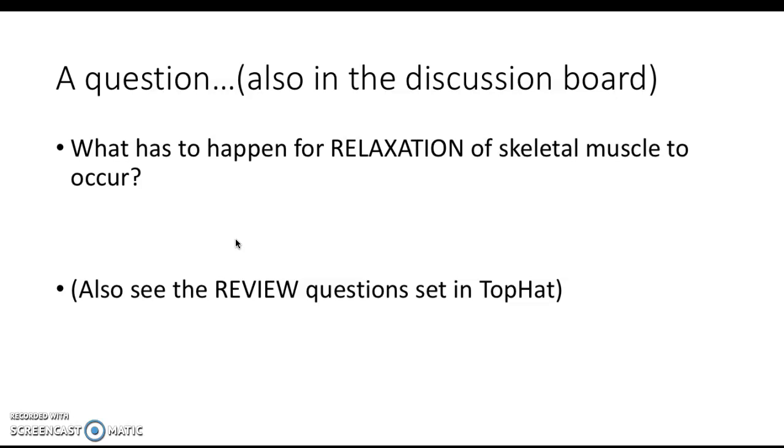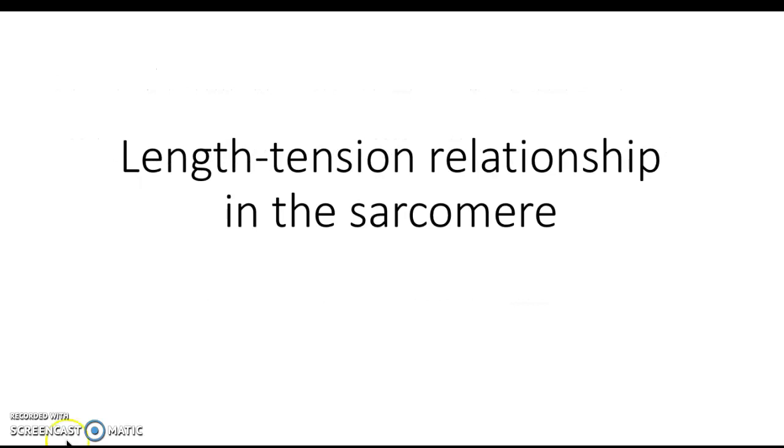So from here, we're going to move on to some other properties of muscle. The next thing that we'll talk about is actually the length-tension relationship in a sarcomere. So stay tuned for that.